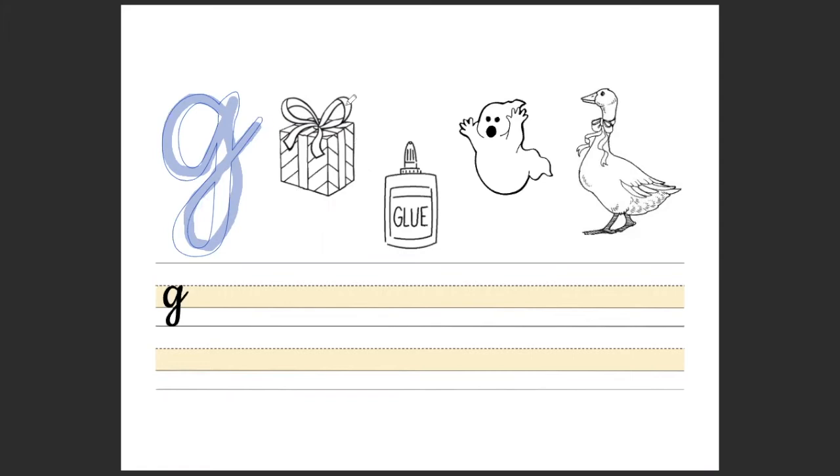Now we're going to color these pictures. If you know what this is, can you tell me right now? It is a present, but it is also a gift. You might get gifts for special occasions. Let's color the gift together. What color are you making your gift?